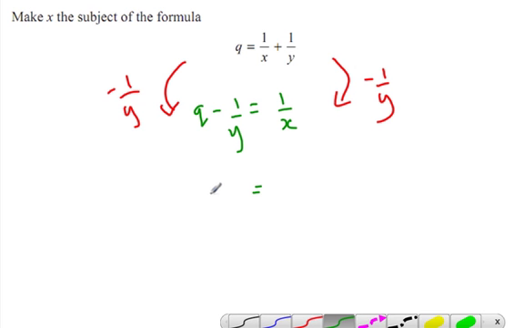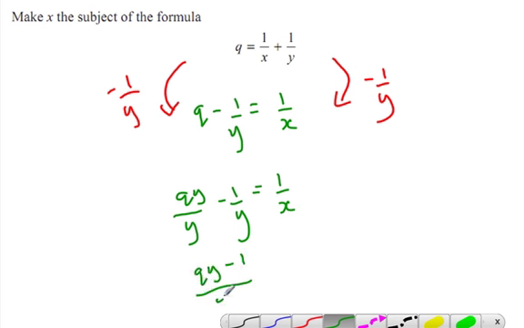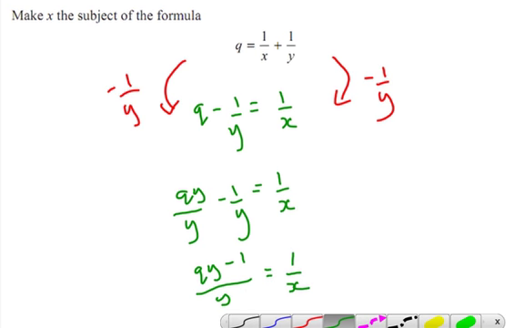Right. Is that right? Yep. Okay, so if we times this q by y over y, in other words, times it by 1. Now we're just doing fraction work. We're not solving equations yet. Okay, and we can just put this all together. So we've got qy minus 1 all over y equals 1 over x, a little bit of fractions.